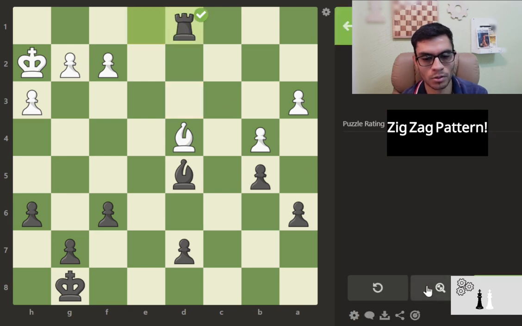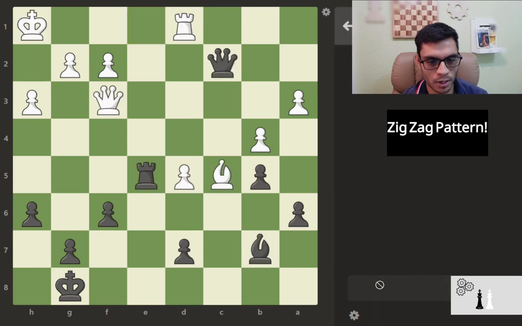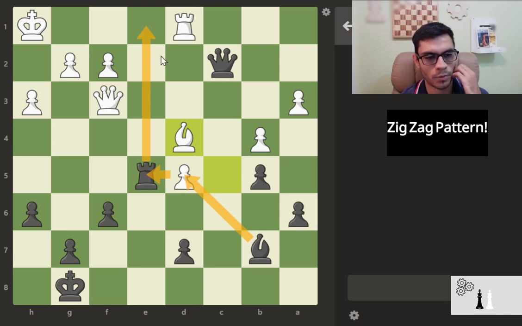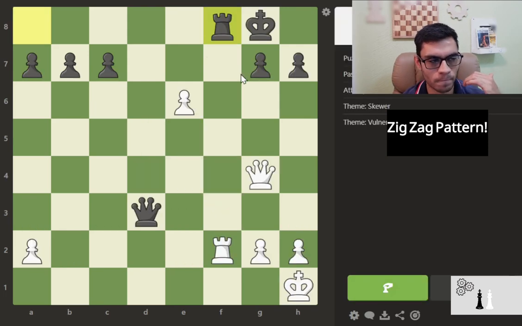So what was the zigzag pattern, you might wonder? I will go back. The zigzag pattern was this. This is the full zigzag pattern in this puzzle. And I don't want you to see only the zigzag, but to see the flow of your pieces on the board.